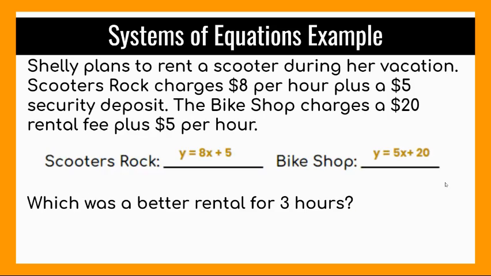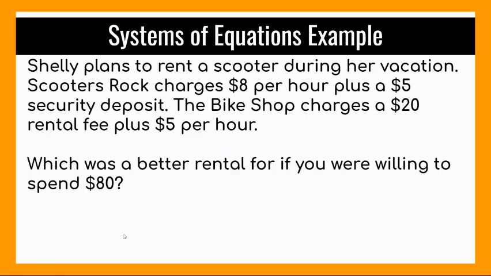So now we want to know which was the better rental for 3 hours. Well, previously we worked out that for Scooters Rock, if I plugged in 3, because that's our x value, 8 times 3 got me 24. 24 plus 5 was 29. So for 3 hours, Scooters Rock cost $29. For Bike Shop, I plugged in 3 for x. 5 times 3 was 15. 15 plus 20 is 35. So for 3 hours, Scooters Rock was a better deal.